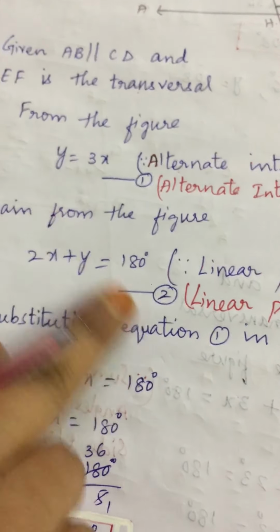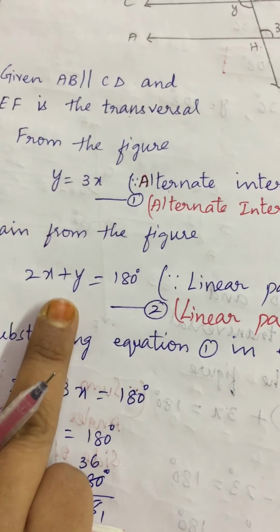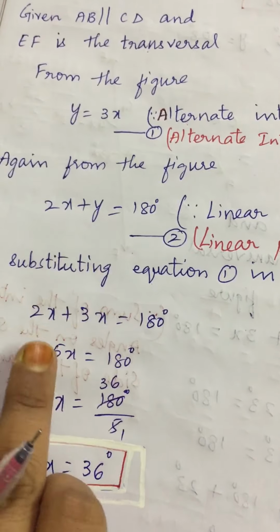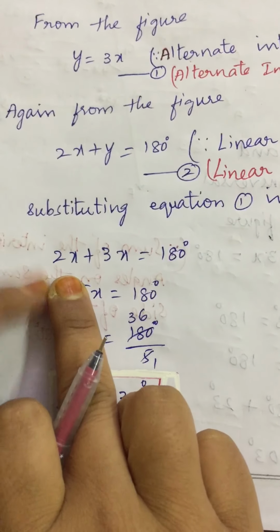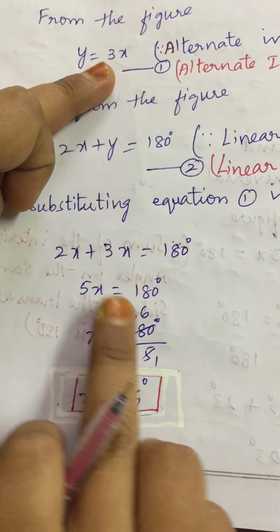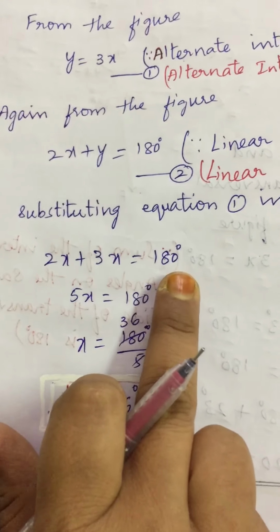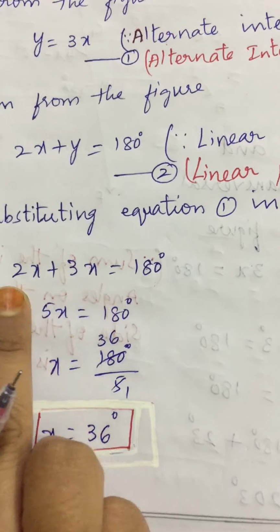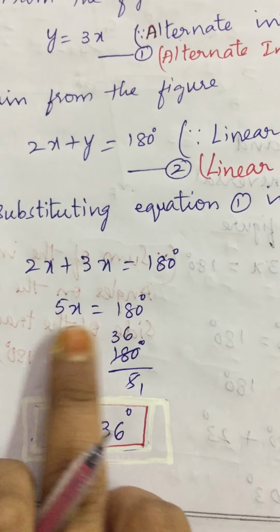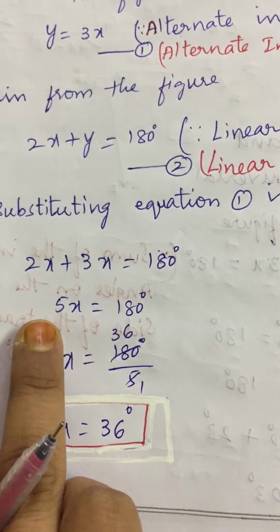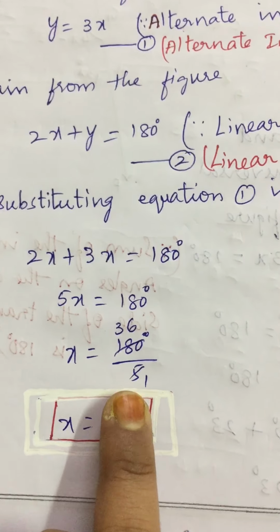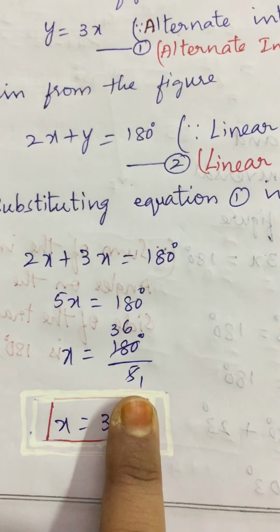We got some connection: Y is equal to 3X. Can we substitute here? Yes, we can substitute the Y value in equation 2. That only we are doing. 2X as it is, in place of Y we are substituting 3X, because of equation 1 we already wrote, that is equal to 180. Now these are the same variables. We can add 2X plus 3X, which is 5X, equal to 180. 5 is in multiplication, send to the other side, that will come under division. So X is equal to 180 by 5.